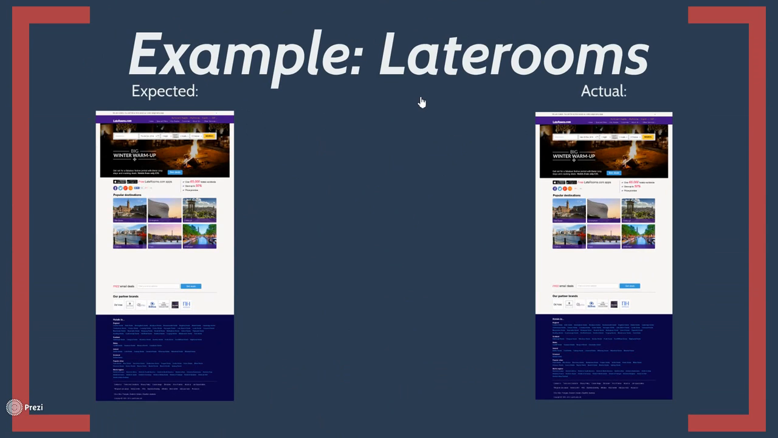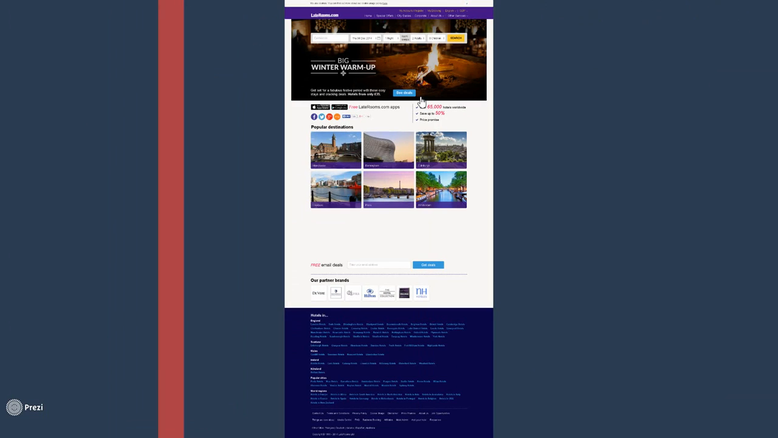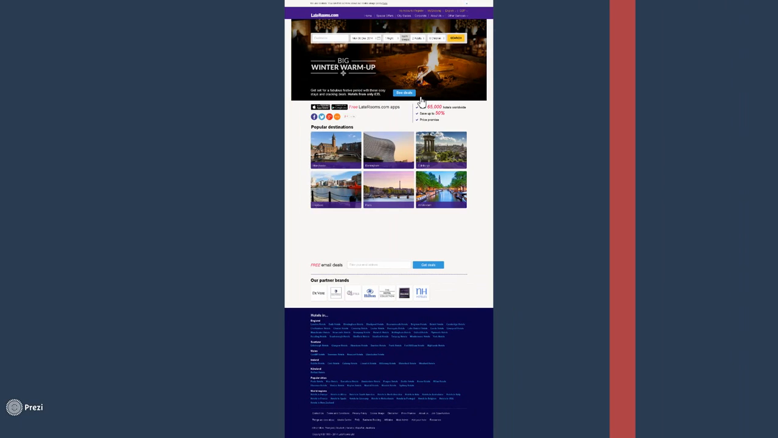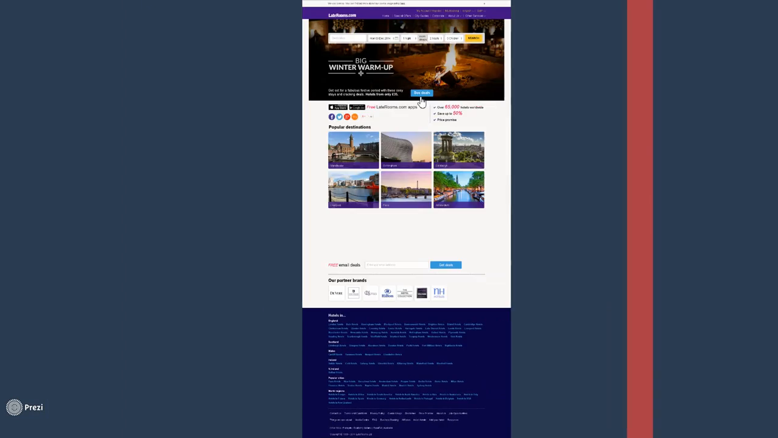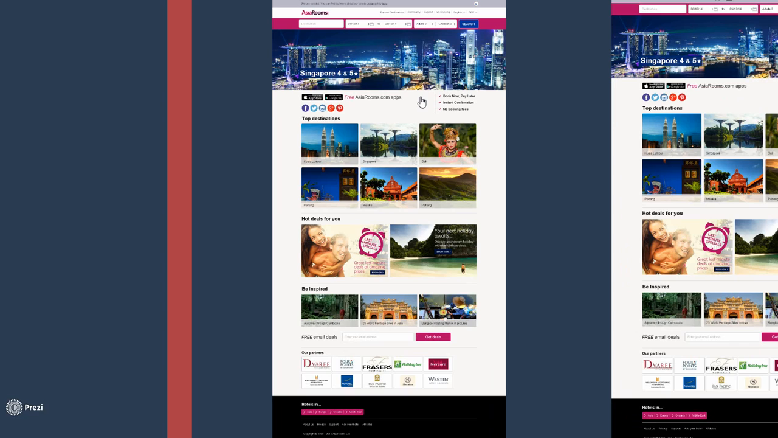So here's an example which we have. This is our Late Rooms homepage. I think it's actually going back to that now, isn't it? So that was what we expected, and that was what we got. So fair enough, they both look pretty similar. In fact, they both are similar. That was fine. So when we went to Asia Rooms, though, this happened.